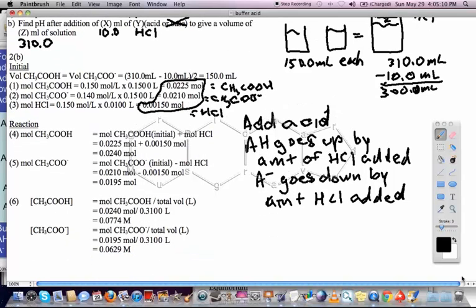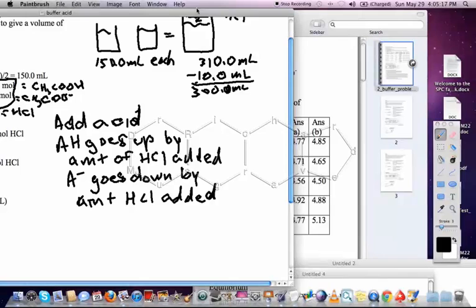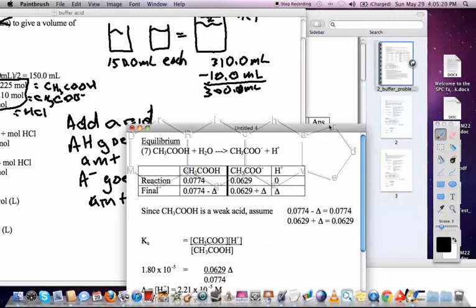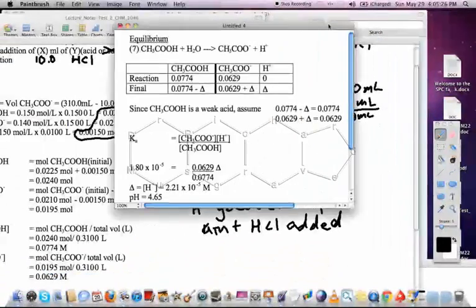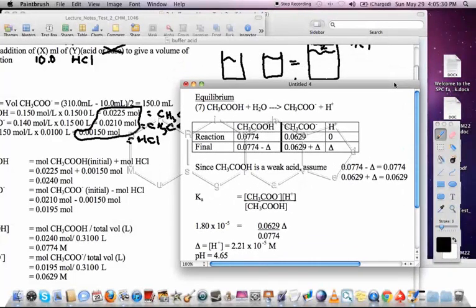Alright, now we can handle the rest of this in accordance with the way we were handling the other ones. So the last step is to state what the concentrations were, and we're making the assumption here there's no H plus in the solution yet. So we've got 0.0774 on the acid, 0.0629 on the base, and we've got H plus as being 0. Now what's going to happen is that the H plus is going to go up by a certain concentration. That concentration I'm calling delta.